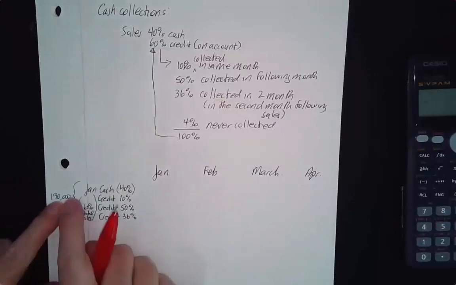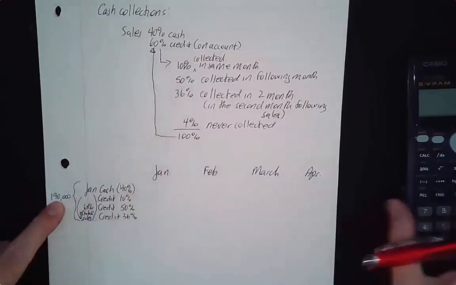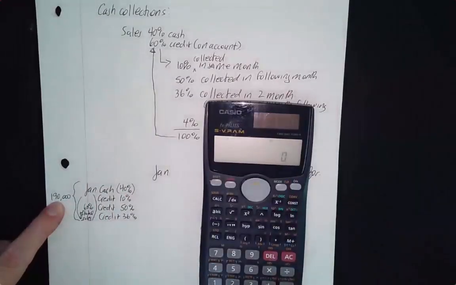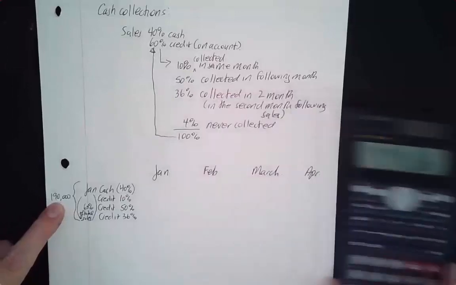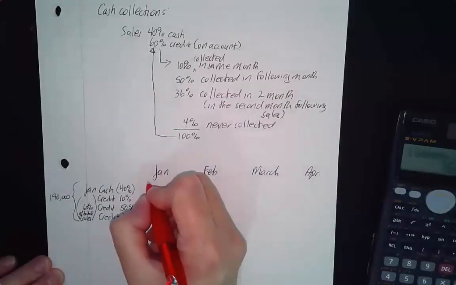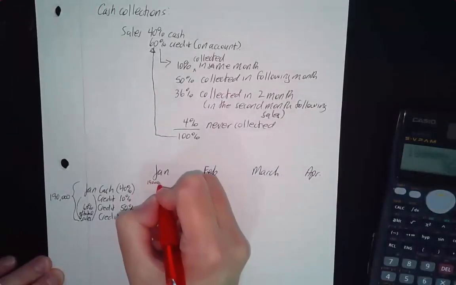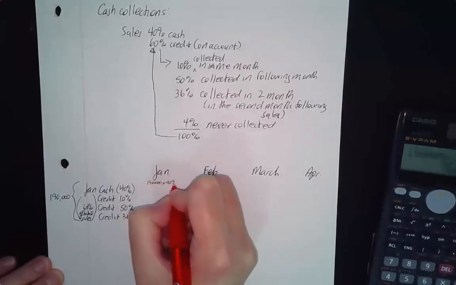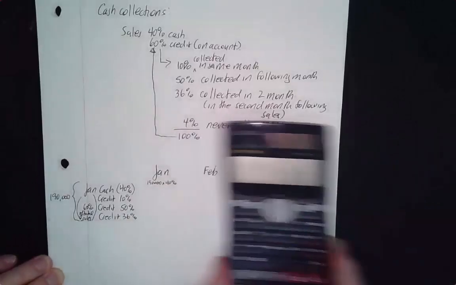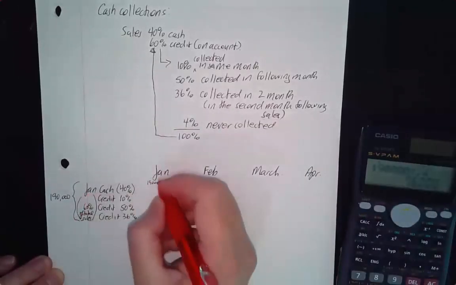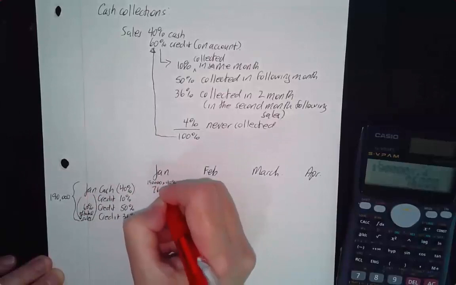40% of that was collected immediately. So if I had to do this, I'm going to do 190,000 times 0.4. Okay, so let's just write that down. This is 190,000 times 40%. Okay, and we figured it out, that's 76,000. So in January, I'm going to collect $76,000.